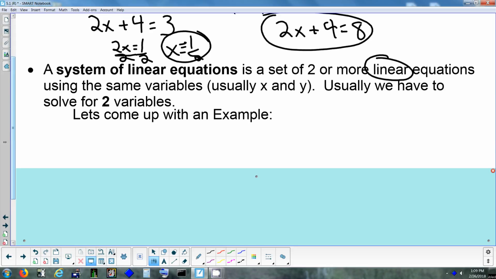So say what you were going to say, Savannah. Y equals 5 what? X. Okay. And give me something else. Any number you want. Plus 2. Plus 2. There's a linear equation right there.